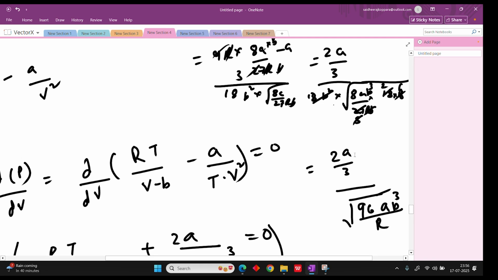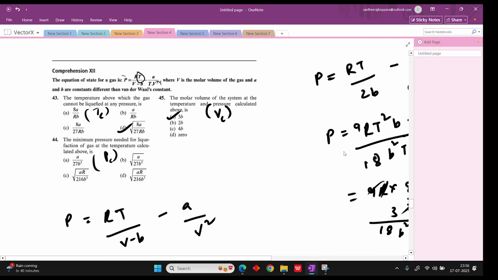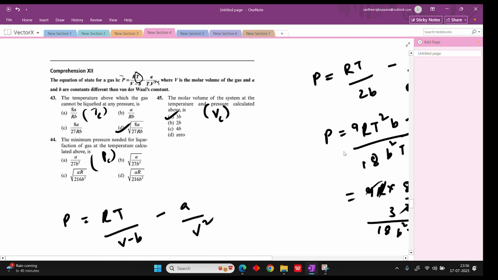Now with the options, I think we will be able to find it. Yeah, so I think this is your answer. So your PC is A R by 216 B cube, because we are not getting B square. We aren't getting any B square term. You are getting B cube.